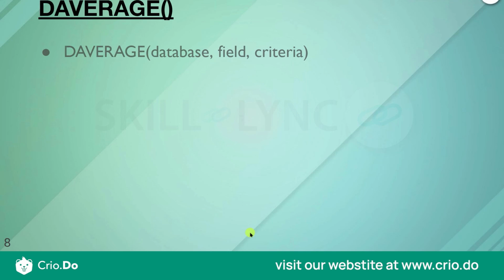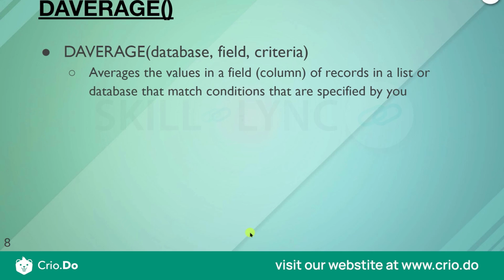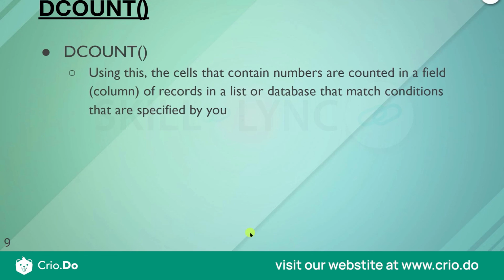After that, we covered the DAVERAGE function. It calculates the average values. Then we talked about the DCOUNT function. If we compare DCOUNT and DCOUNTA, the DCOUNT function counts the numerical values and the DCOUNTA function calculates the non-blank values. Then we talked about the DMIN function, DMAX function, DSTDEV function, DSTDEVP function for population, DVAR function, and DVARP function with the population.